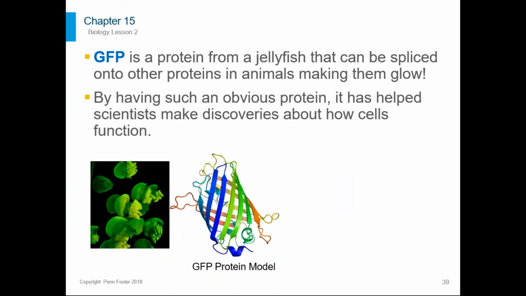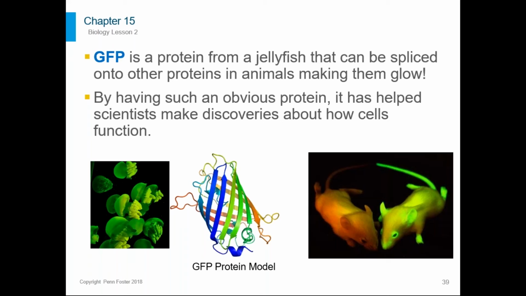This is cool. GFP stands for green fluorescent protein. It's a protein in jellyfish. There's just a model of it there, and there's some glowing jellyfish. And it can be spliced into other proteins in animals, creating proteins that glow. And we've used this to make glow-in-the-dark fish and mice and cats and other animals. And the point of this is by having such an obvious protein that you can really easily see where it is and where it's active, it's helped scientists make discoveries about how cells function.